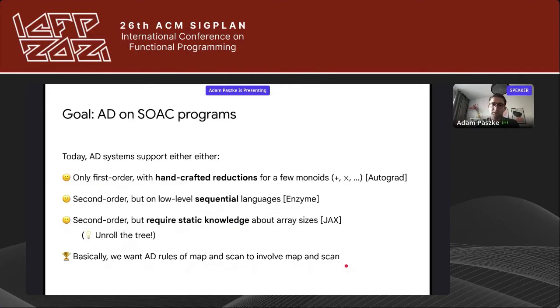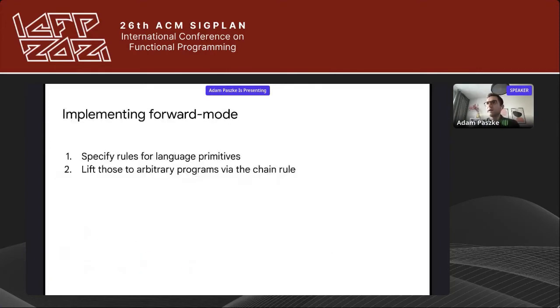Also, I will not really be talking about reductions, simply because you can see a reduction as a scan post-composed with a projection of the final element. And so, for simplicity and for the sake of conserving time, you can just view it as a special case. OK, so how do you roughly implement AD systems?